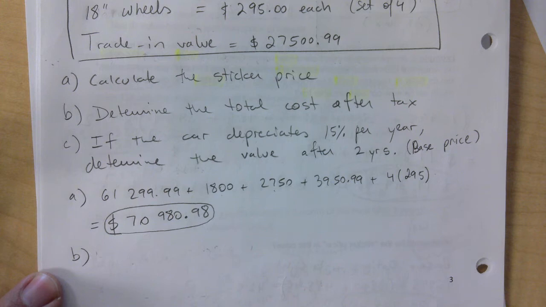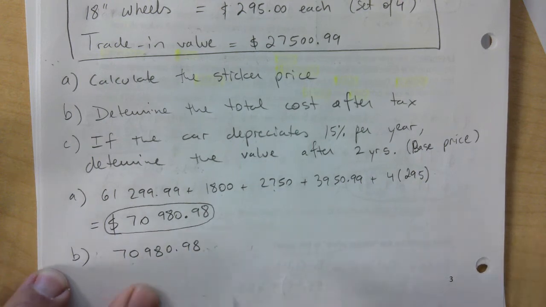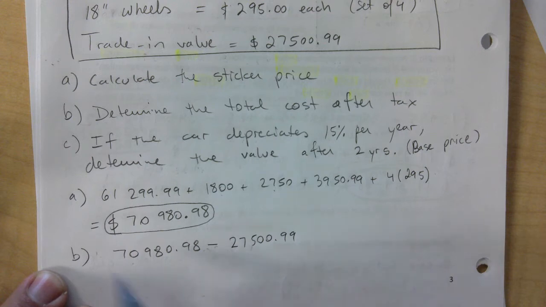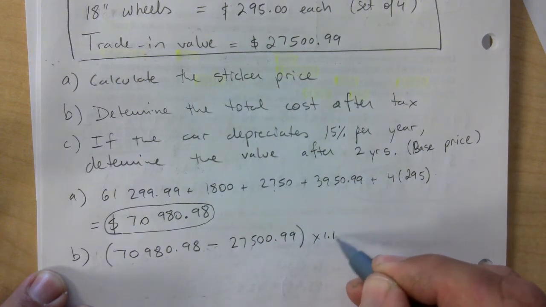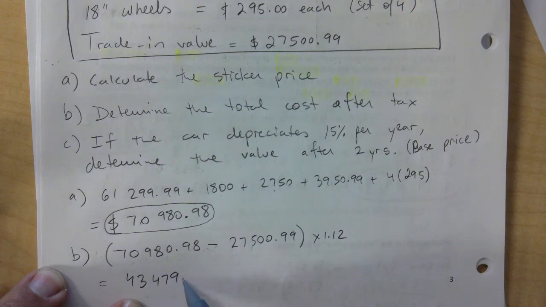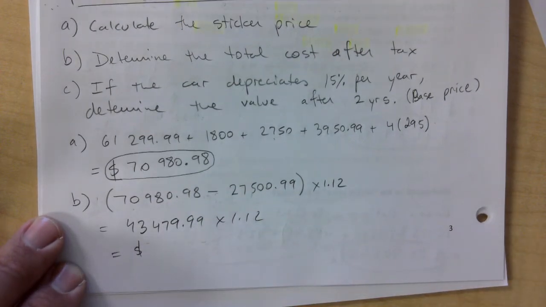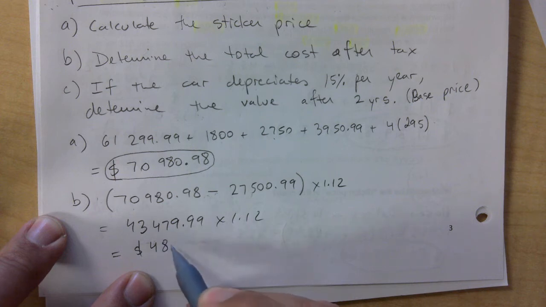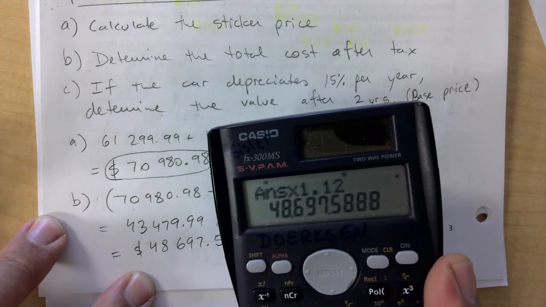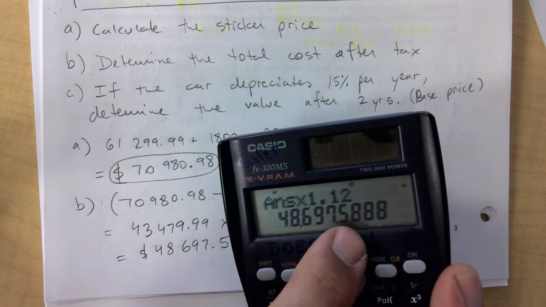And so for B, determine the cost after tax, I can just borrow the answer I got in A, take away the trade-in, and I will tax this 1.12. So that's 43,479.99 times 1.12. 48,697.5 rounding, 5/8, right? So that third 8 bumps that 8 to a 9, right?